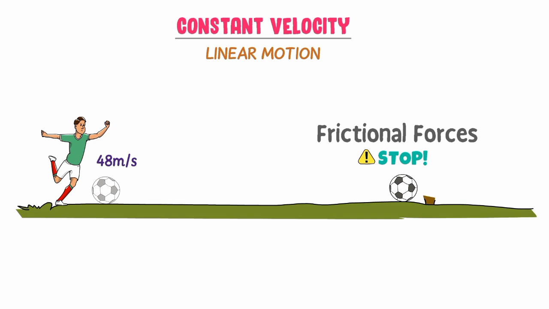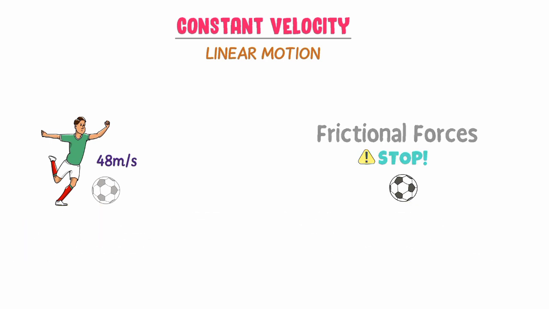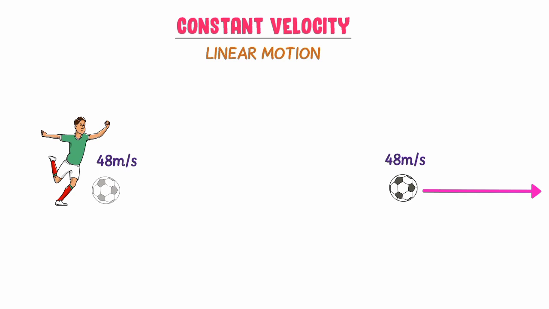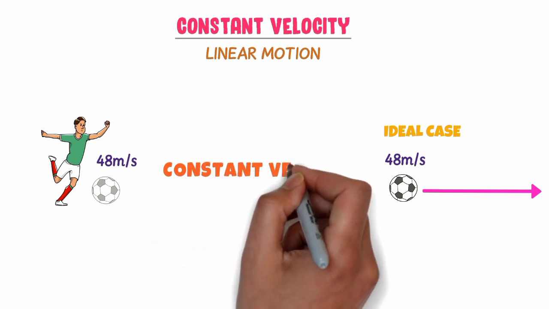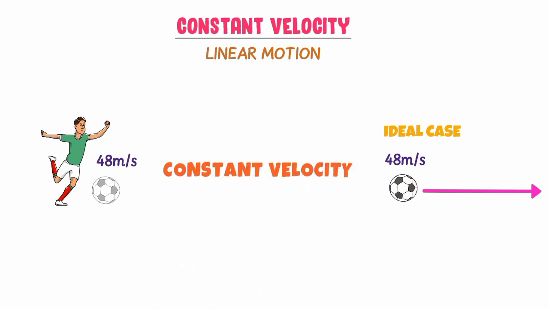Now consider an ideal case. If we neglect the air friction and the ground friction, does the ball stop? The answer is no. No frictional forces mean that the ball will move with 48 meters per second at each and every point forever. It is an ideal case which is not possible in real life, but we study it only in physics. Therefore, we say that this ball is moving with constant velocity. Thus, remember that in absence of frictional forces, an object moves with constant velocity.